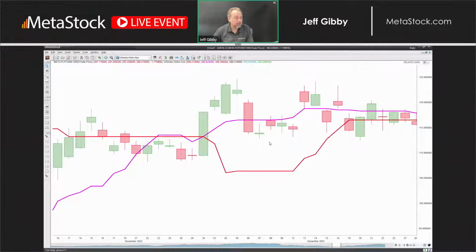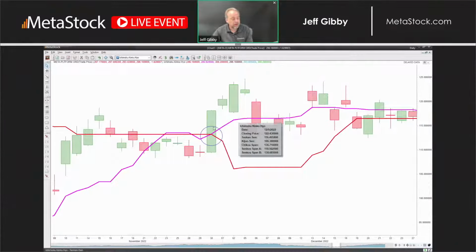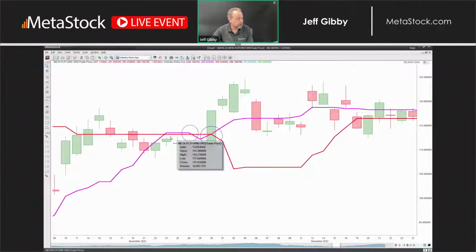It's a TK cross. And so right here, if we're looking at the chart, we had one of those TK crosses. Here, when the TK goes up above, that would be a classic buy signal. Where it happened here, this would be a classic sell signal. Here would be a buy signal. So you can see where those actually happen on the chart.